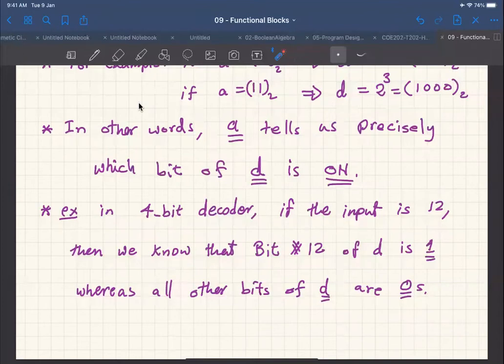Yeah, so let's take an example before we move on to implementation details. In a 4-bit decoder, if the input is 12, then we know that bit number 12 of D is going to be 1, whereas all other bits of D are zeros. This is to reiterate this concept here. You see that?